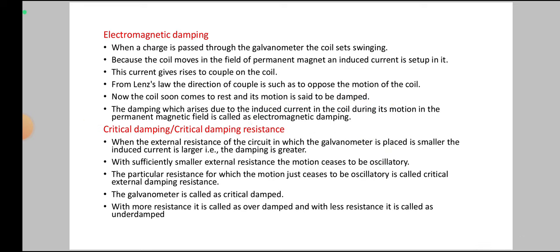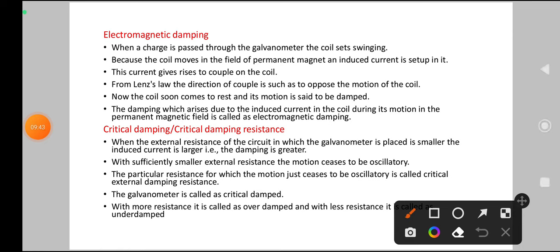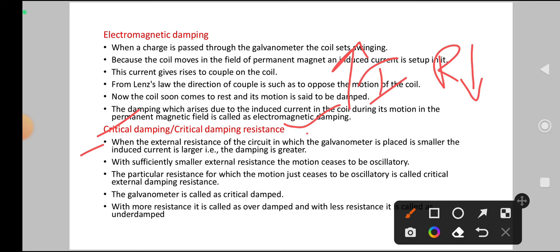Next, what is critical damping or critical damping resistance? See here, when the external resistance of the circuit in which the galvanometer is placed is smaller, the induced current is larger. We know there is a relation between current and resistance. When the current is high, the resistance is low. When the current is low, the resistance is high.